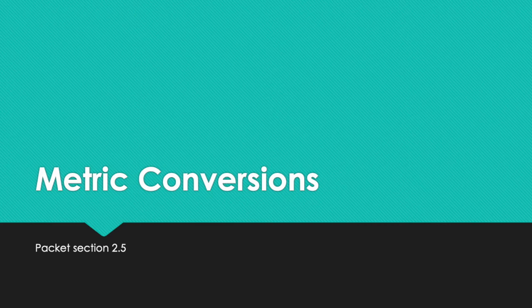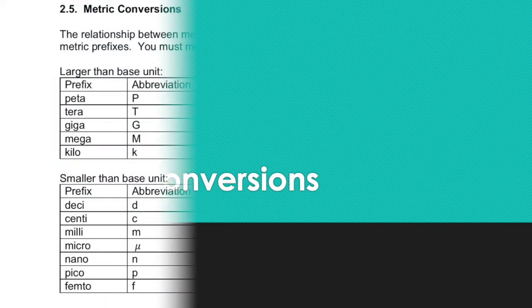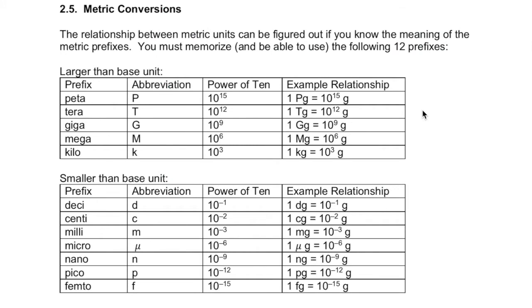This lecture is on metric conversions. Metric conversions are very similar to the dimensional analysis unit conversions we were just doing. Two main differences are, first, the relationship is not going to be provided, so you need to learn these metric prefixes. And second, that these relationships are rather large powers of 10, and so knowing how to use scientific notation on your calculator would be very helpful.